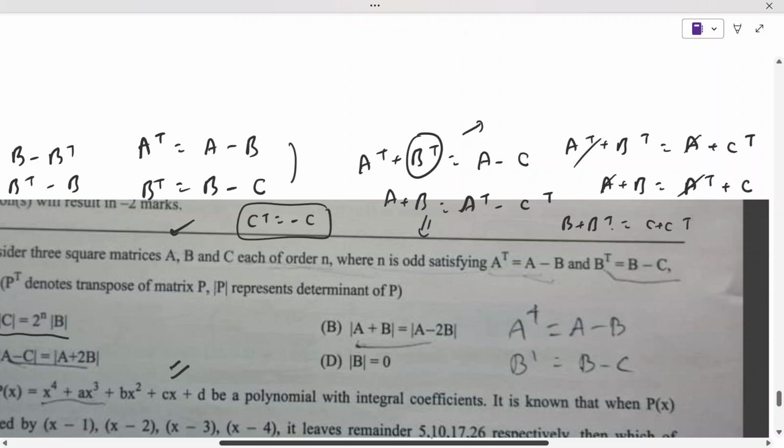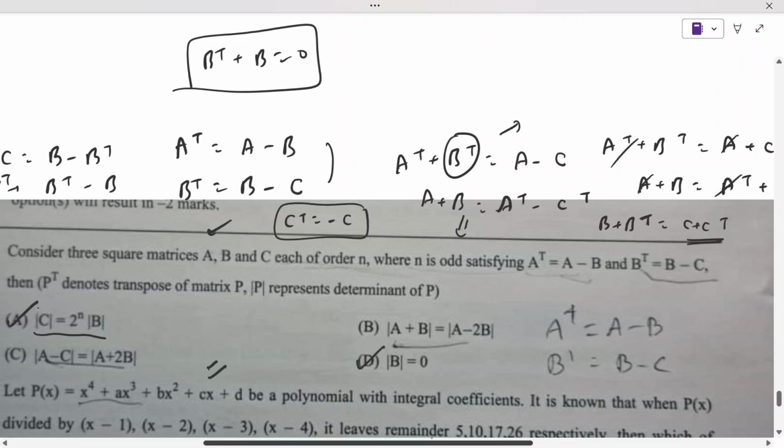Then I can write, since C transpose is minus C, B plus B transpose is equal to 0, isn't it? So this is also correct, and this is also correct. Both A and D are correct, right?